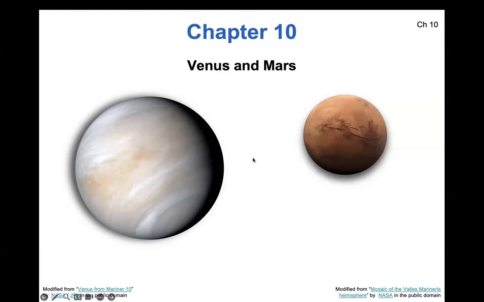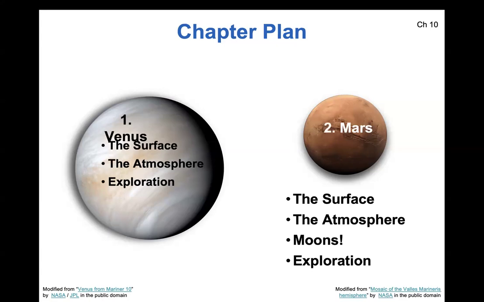So we were talking about Chapter 10, getting started on it, which covers the planets Venus and Mars, both terrestrial planets. What is our chapter plan? It is to discuss Venus first.